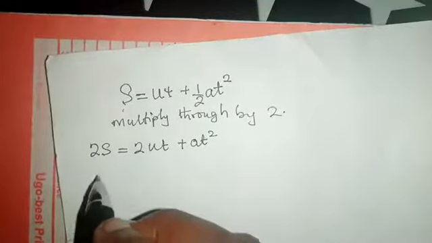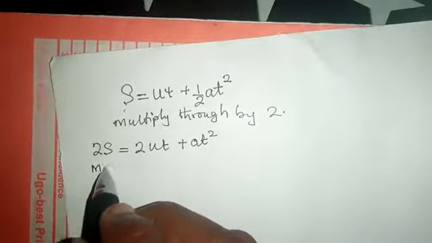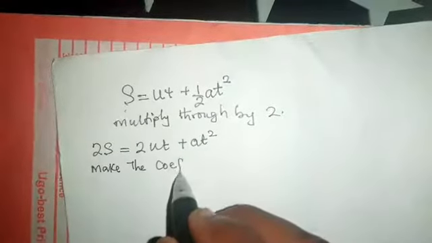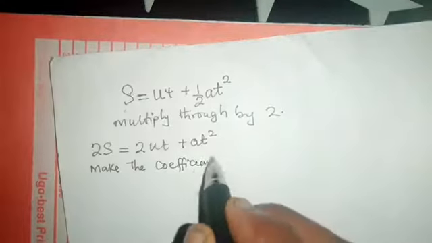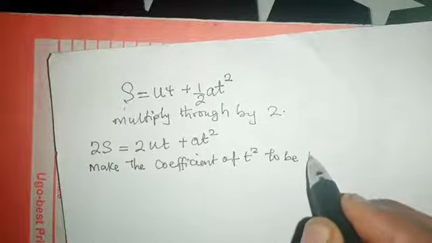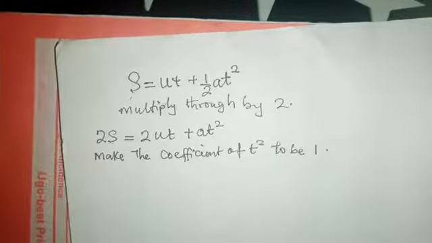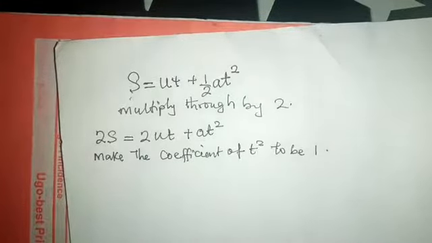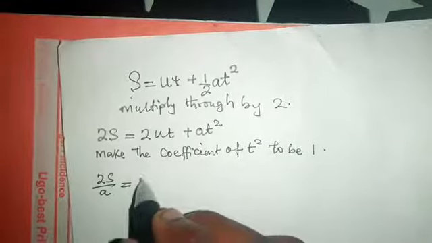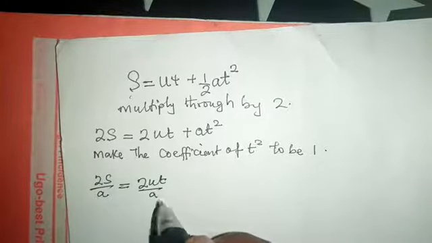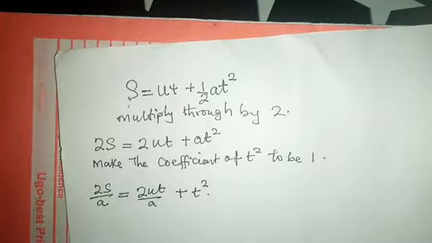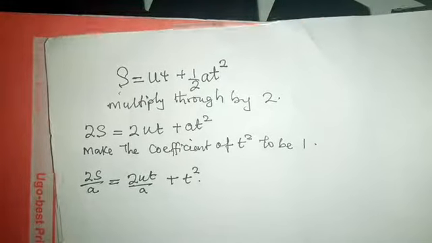My next step is to make the coefficient of t squared to be 1. How do I achieve that? By dividing through by a. So I have 2s over a equal to 2ut over a plus t squared. I've divided everything by a.